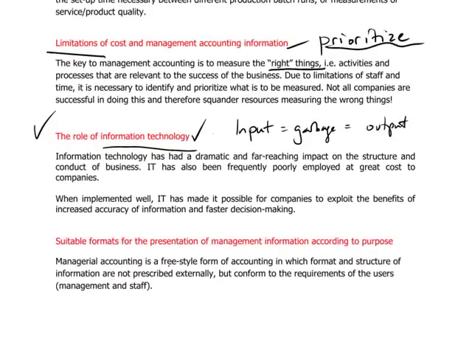And we've also mentioned earlier the freestyle format of management accounting. The format and structure has to be developed according to the internal requirements of the users. That means of the employees themselves and management.